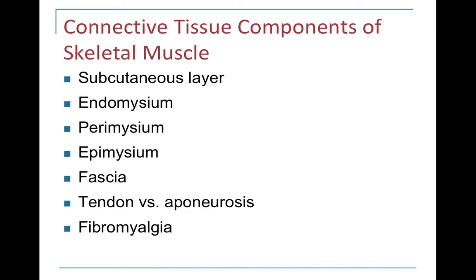Then you also have the fascia, which is a sheet or a band of fibrous connective tissue that's deep to the skin, and it will surround muscles and other organs of the body. If the connective tissue layers extend beyond the muscle to form what we call a rope-like structure, it's a tendon. And if it forms a flat sheet instead of the rope-like structure, it is called an aponeurosis. And so fibromyalgia is a disease process that affects this connective tissue layer of our skeletal muscle.